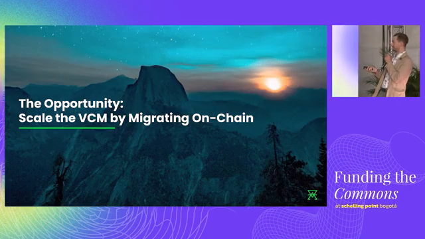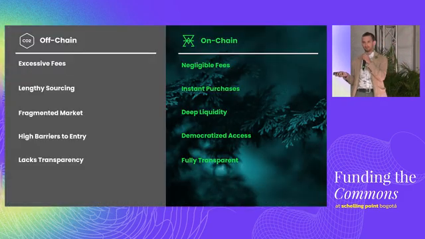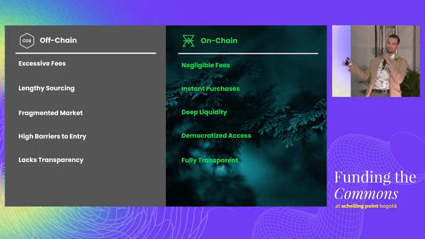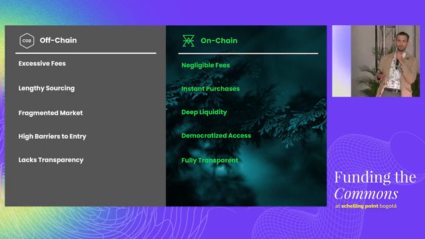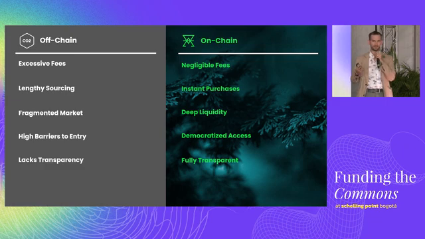So what I want to talk about today is basically scaling the VCM by migrating on chain. There's a lot of unique benefits we can solve in the traditional market by bringing it on chain. But the big one that is going to be relevant for our discussion today is programmability. So we can take these tokenized carbon credits and use them in novel ways that wouldn't be possible in the traditional SQL and email, going back and forth on the phone mechanism of sourcing, which is what we see in the traditional VCM.